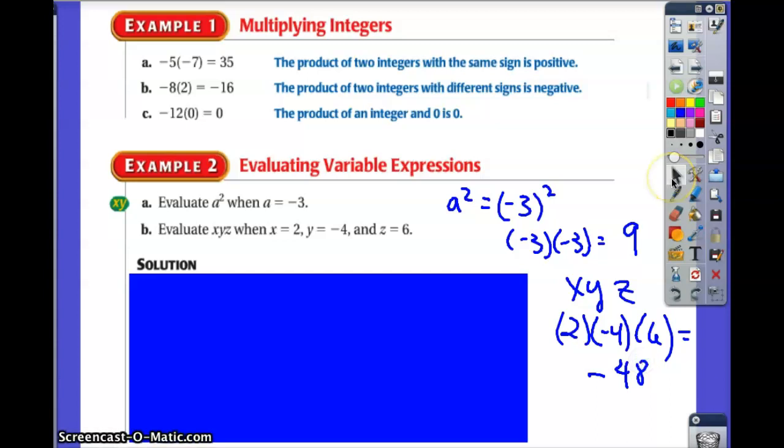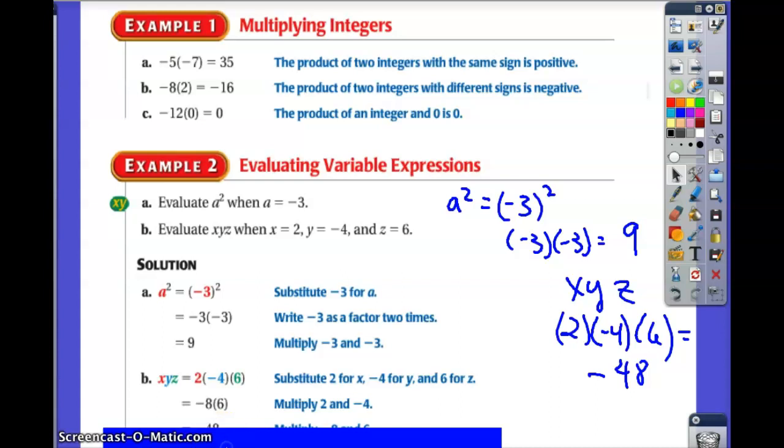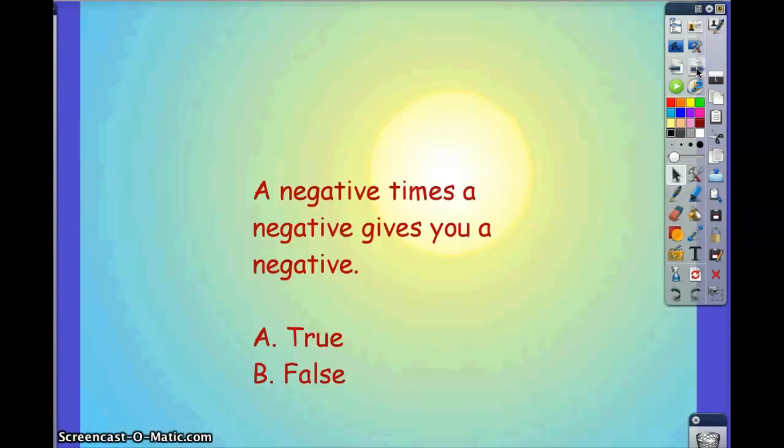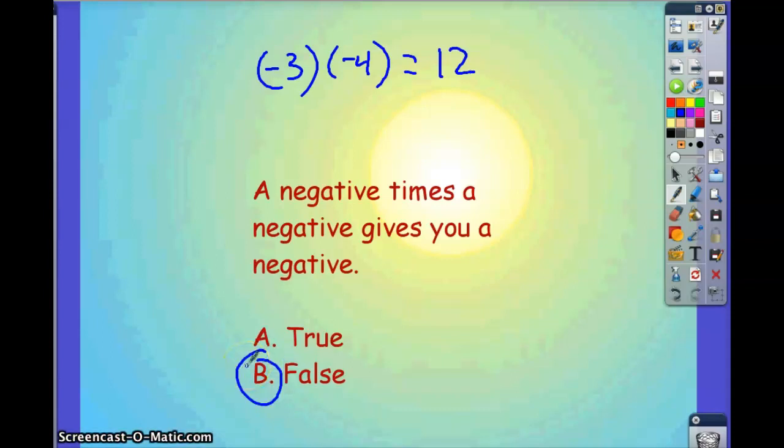Let's double check and make sure we got these correct. And we did. Okay, here's a multiple choice question. A negative times a negative gives you a negative. Is that true or false? Well, let's give an example here. Let's say we had a negative 3 times another negative, say negative 4. Remember the rules for multiplication are, if the signs are the same, the answer is positive. So in this case, a positive 12. So does the answer give you a negative? That would be false.